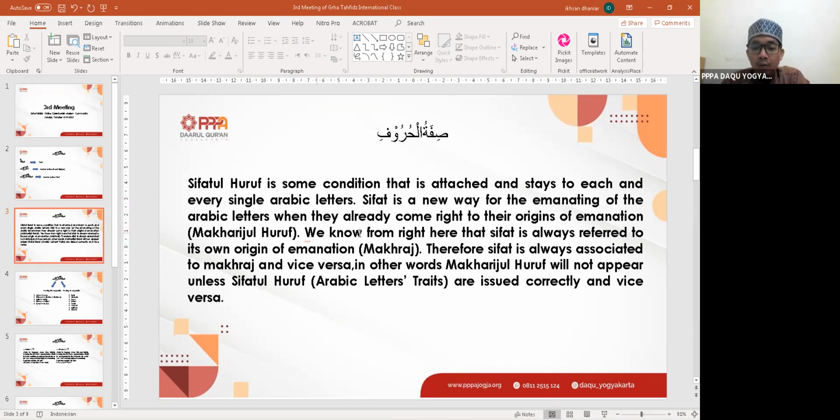So we know from right here that sifat is always referred to its own origin of emanation, or the makhraj. Therefore, sifat is always associated to makhraj and vice versa. In other words, makhraj al-huruf will not appear unless sifat al-huruf, or the Arabic letters trait, are issued correctly, and vice versa. Okay, so that's the sifat al-huruf by definition.